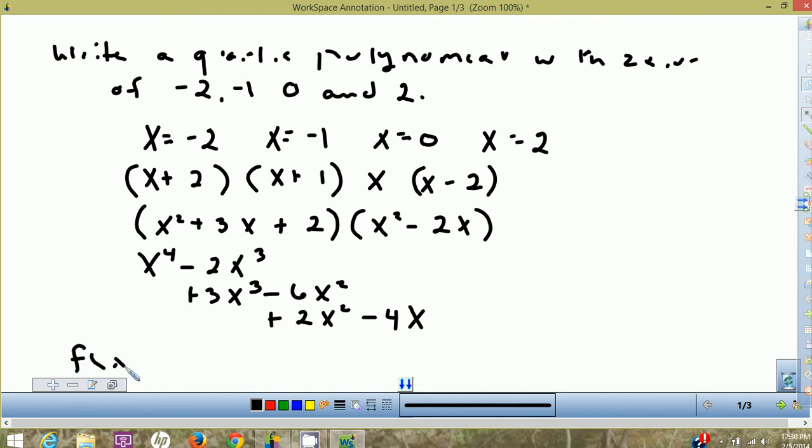F of x is equal to x to the 4th plus x cubed minus 4x squared minus 4x. There is my quartic polynomial with zeros of negative 2, negative 1, 0, and 2. So we can write our polynomial functions from the zeros of the function.